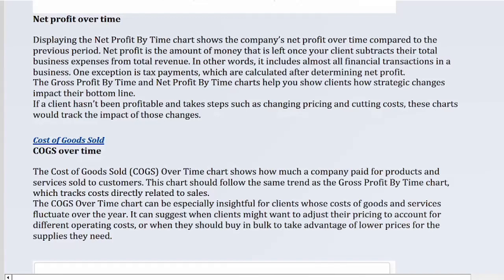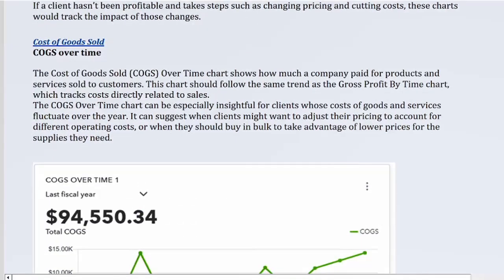If a client hasn't been profitable and takes steps such as changing pricing and cutting costs, these charts would track the impact of those changes. Cost of goods sold. COGS over time.